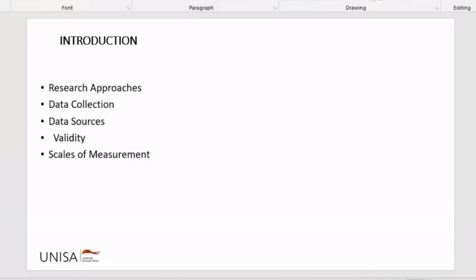So what we're trying to see if we can cover today really is the research approaches. We will try to focus today largely on data collection, sources of data, issues around validity, and scales of measurement. So that's what I think we'll try to cover today.